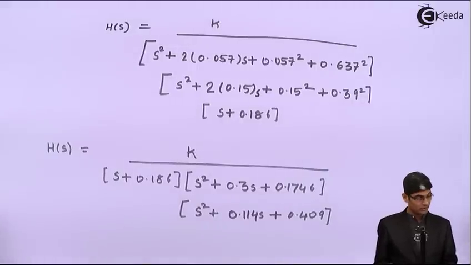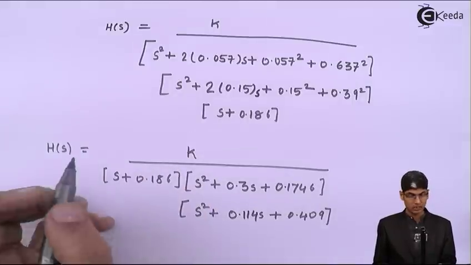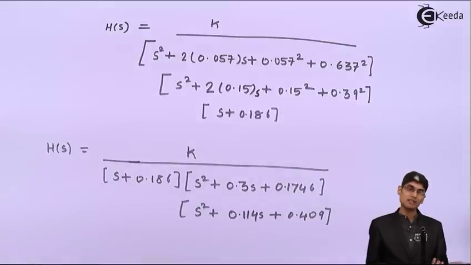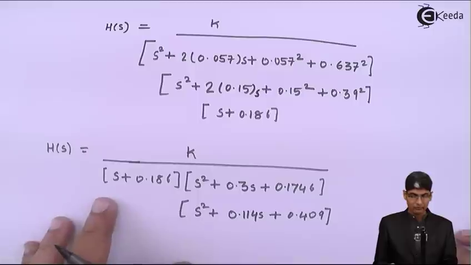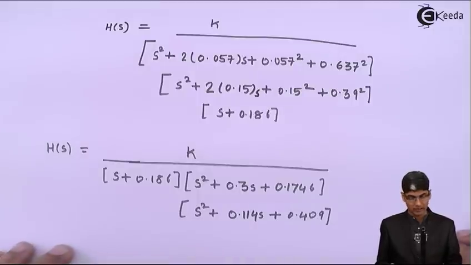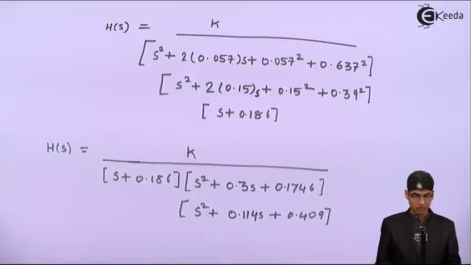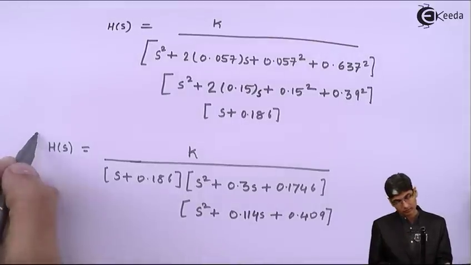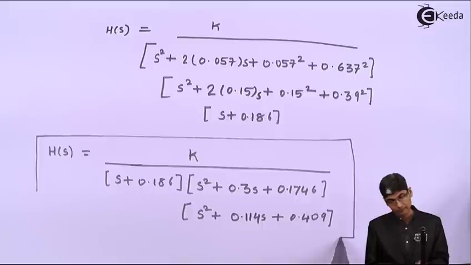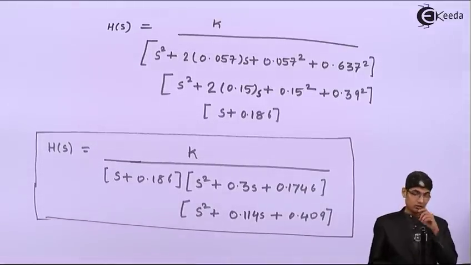Now readers are also encouraged to solve this further, but then it will make the system more cumbersome. Let us keep k as it is without putting any value for k, that is a constant factor. If you multiply it further, you are going to get s raised to 5 term, and then there will be some multiplying factor to it, and then you have to divide the whole. There will be huge number of calculations thereafter. To avoid that number of calculations and mistake, I will keep my h of s in this form only. So this is my analog transfer function.